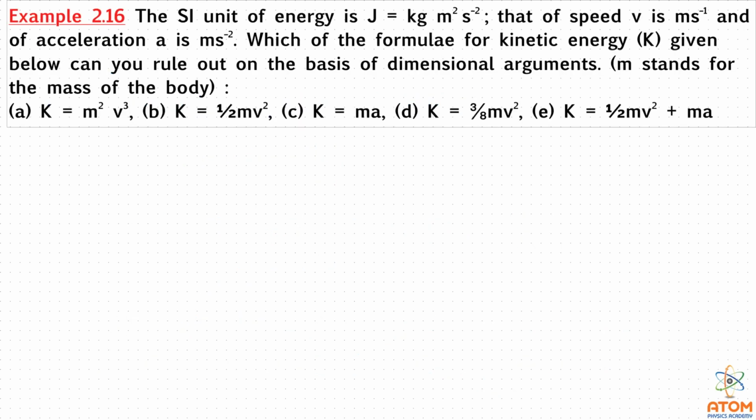Now example 2.16. The SI unit of energy is joule, that is equal to kilogram meter square second inverse square. That of speed v is meter per second, and of acceleration a is meter per second square. Which of the formulae for kinetic energy K given below can you rule out on the basis of dimensional arguments? Here m stands for the mass of the body.